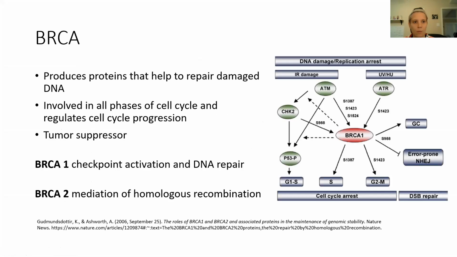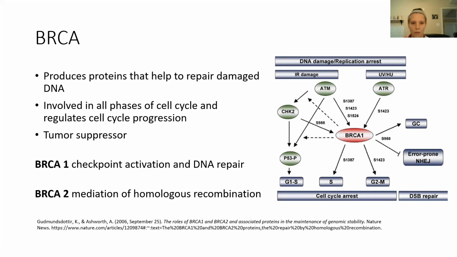I looked at BRCA, which produces proteins that help to repair damaged DNA. It is involved in all phases of the cell cycle and regulates cell cycle progression. It is a tumor suppressor, and there are two different types, BRCA1 and BRCA2. BRCA1 is involved in checkpoint activation and DNA repair, and BRCA2 involves the mediation of homologous recombination.